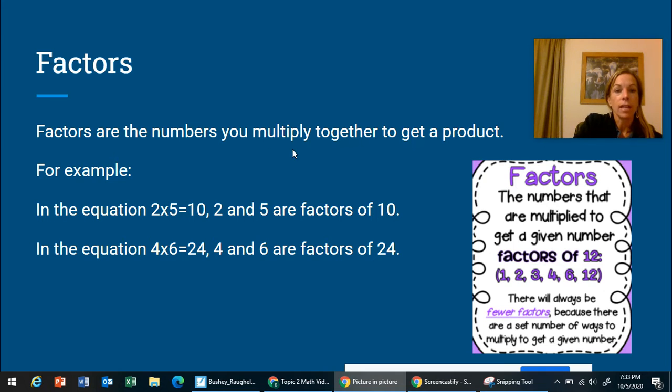Here's another example as I have on the board here. In the equation, 2 times 5 equals 10, 2 and 5 are factors of 10 because I can multiply those numbers together and they get me to 10. Another example is in the equation, 4 times 6 equals 24. 4 and 6 are factors of 24. Let's keep on going.